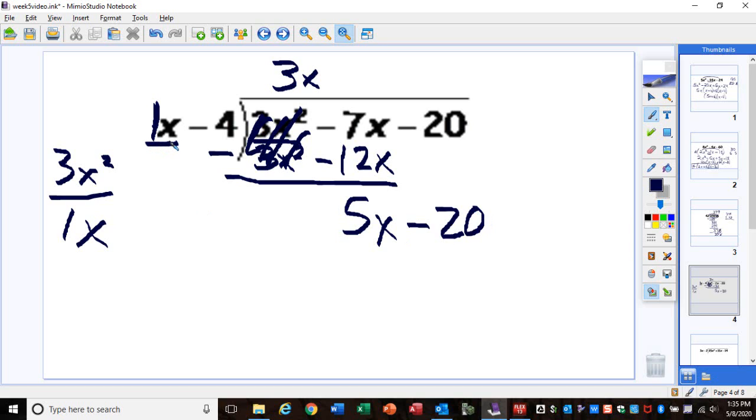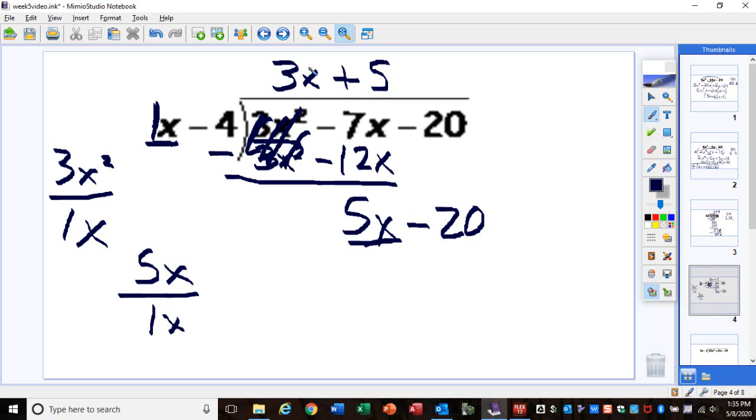So now, to get our answer, we're going to do the same thing. We're going to take 1x, don't worry about anything else, and divide it into 5x. Now, think about what that is. Off down here, I'll do this for you. 5x divided by 1x is actually just 5, is it not? And it's positive 5. So now, 3x plus 5.